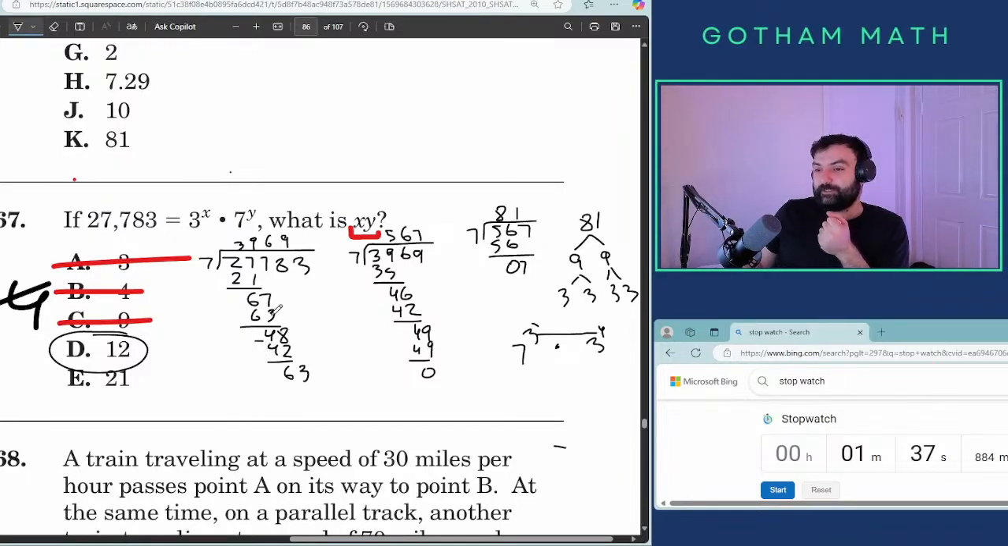But did you get how I did it though? I got 1, 2, 3 7s that I was dividing by. That's why the power of 7 is 3. And then 81 is divided into 3 to the 4th, like 3 times 3 times 3 times 3. That's why the power here, x, is 4, and this times this is 12, because that's what they wanted, x times y. This is how prime factorization works. All right, moving on.